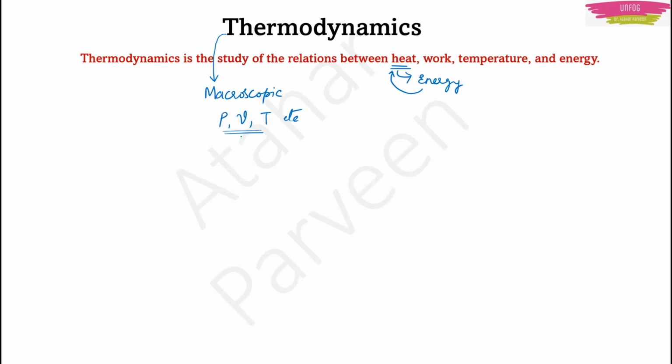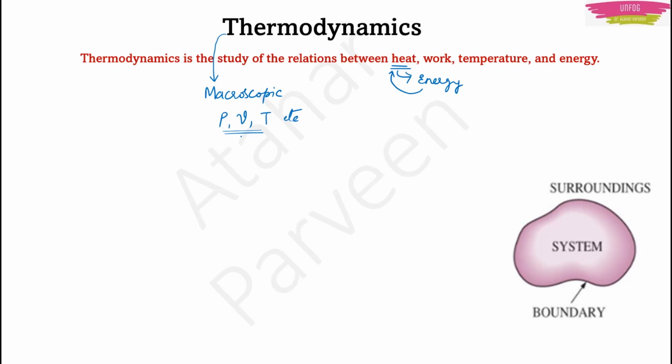Now if we are talking about thermodynamics, there should be a thermodynamic system, right? That thermodynamic system is a collection of an extremely large number of atoms or molecules. These large number of atoms or molecules are confined within certain boundaries. If I say that this is a thermodynamic system, here all the atoms or molecules are present, and it is confined with certain boundaries.